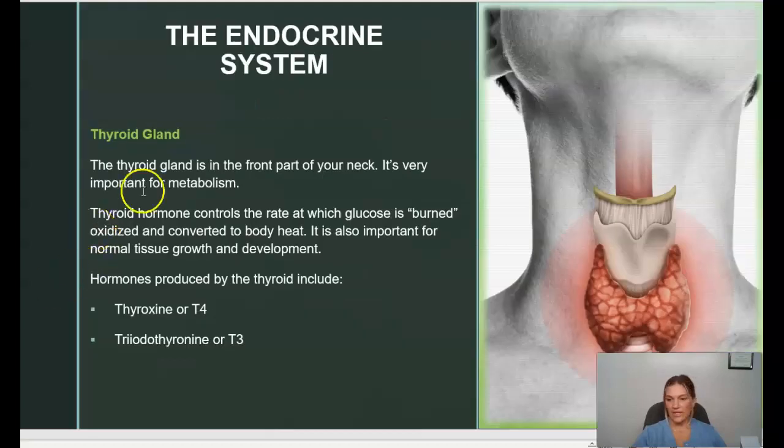The thyroid gland, as you can see, is right here. It is in the front part of your neck. It's very important for metabolism. So the thyroid hormone controls the rate at which glucose is burned and converted to body heat. So it's also important for normal tissue growth and development. And the thyroid produces thyroxine or T4 and triiodothyronine or T3.